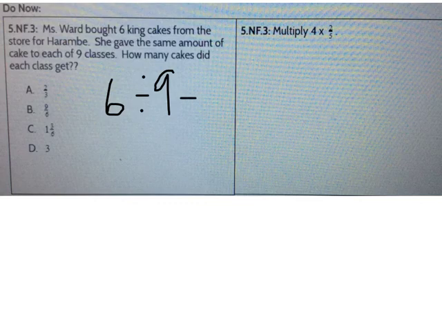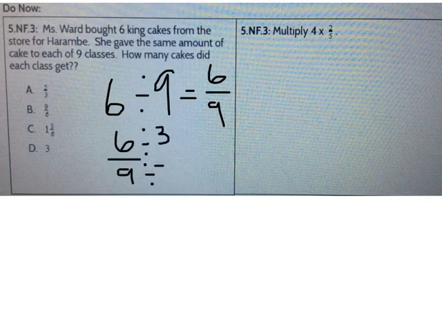When I do 6 divided by 9, that gives me 6/9 as a fraction. But I don't see that as one of my answer choices. What should I do? I should simplify. I can divide both 6 and 9 by 3. That gives me 2/3.